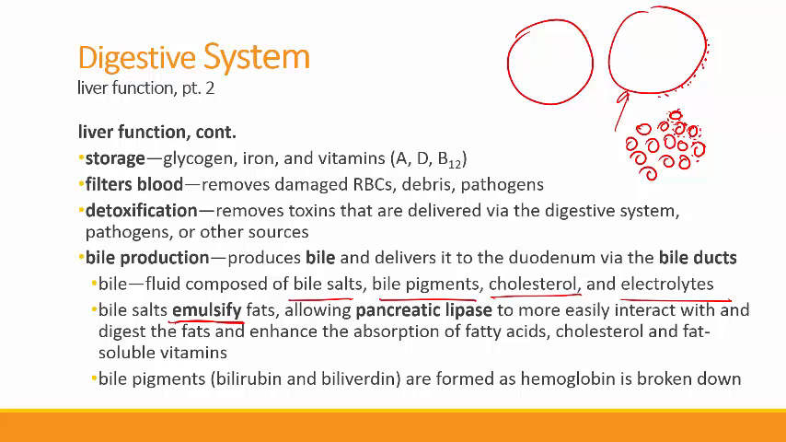The bile pigments are actually a waste material. So as the bile is being squirted into the duodenum, we are excreting bile pigments. Bilirubin and biliverdin are the two bile pigments that we get rid of as we break down hemoglobin that's found in the red blood cells.